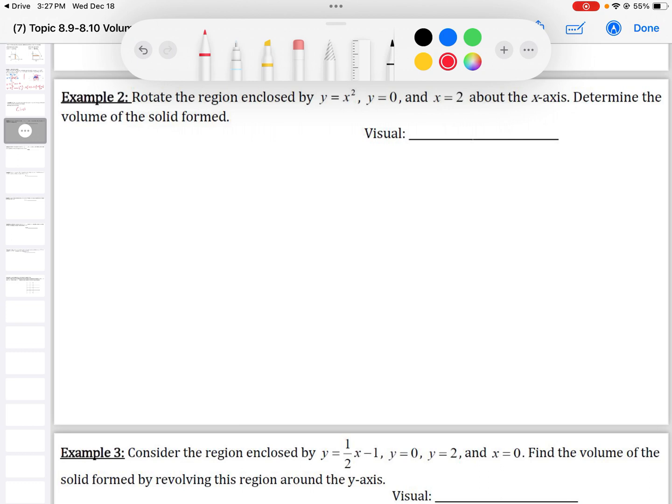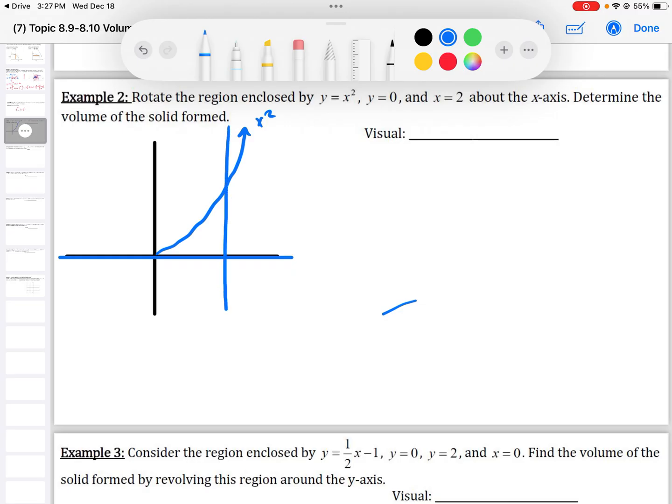Okay, rotate the region enclosed by, oh, there's no picture this time. Sad. Enclosed by y equals x squared, y equals 0, and x equals 2 about the x-axis. Okay, let's draw a picture. Draw your axis. I've got y equals x squared, which looks like that. Y equals 0, that's the horizontal x-axis. And x equals 2. So this is x equal to 2. So I'm trying to find this. Here's my shape. I'm going to rotate that thing around the x-axis.